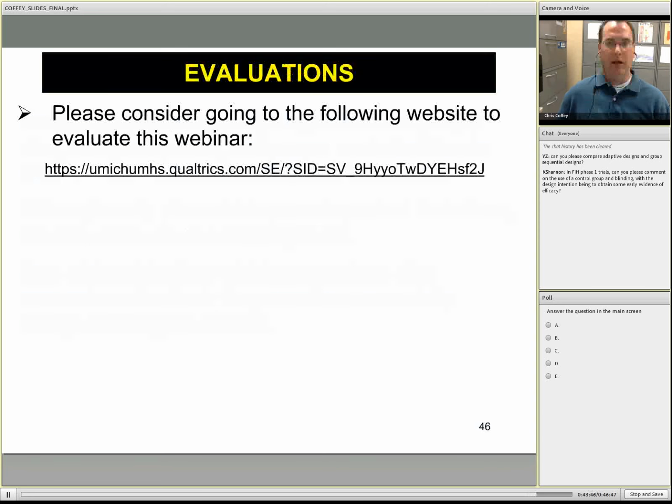I see that there is a question to comment on the use of a control group and blinding in first-in-human phase 1 trials, with the design intention being to obtain some early evidence of efficacy. I've seen that come in. There are two sides to that, and it's one of those where it depends on the specific study. There are advantages of having the control group, having the blinding to try to get some early evidence of efficacy, which can help to inform the next studies, and to help identify how best to approach.